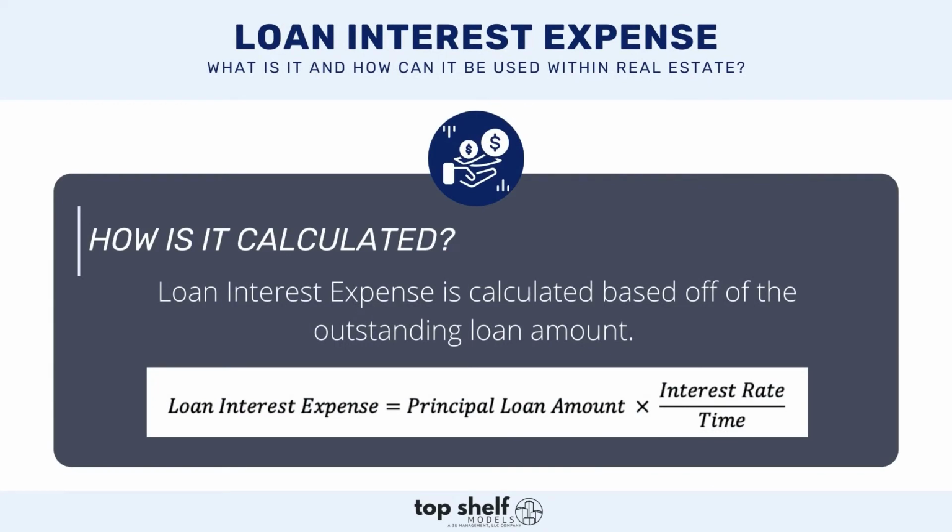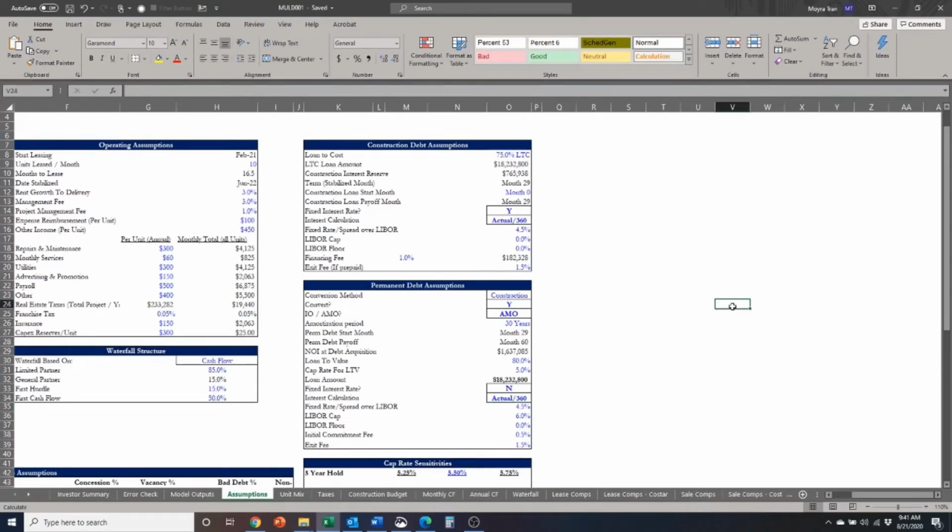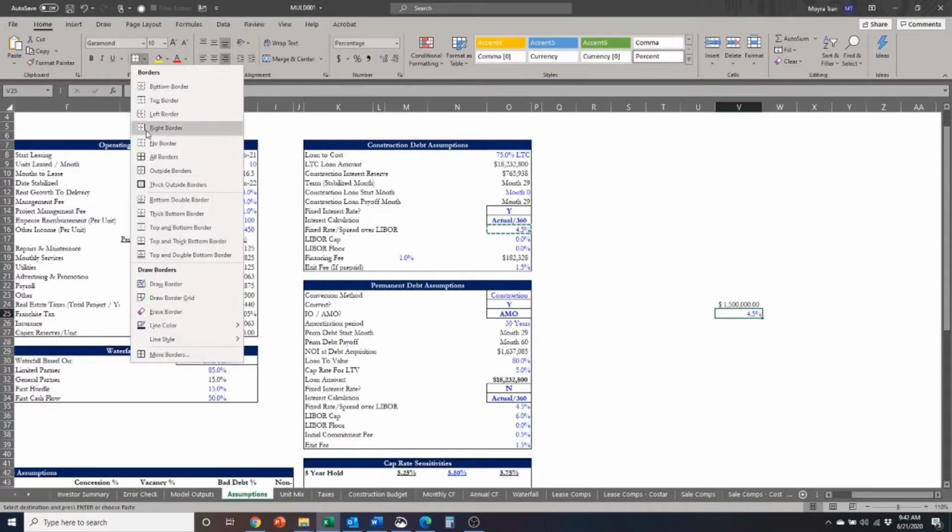And so we can go into how to calculate the loan interest expense. The loan interest expense is calculated based off of the outstanding loan amount. For example, if we have a loan that is $1.5 million, we can make that a money sign. And then we have an interest rate of, let's say, 4.5%. So we can just use this 4.5% over here. I'll put that over here and get rid of the borders.